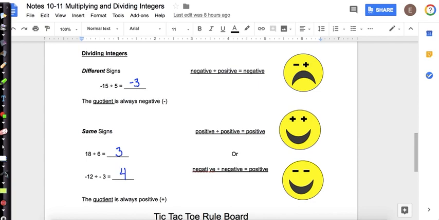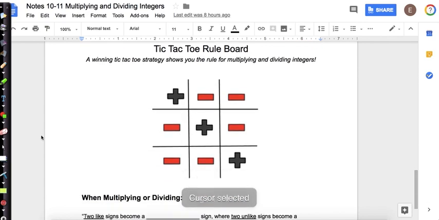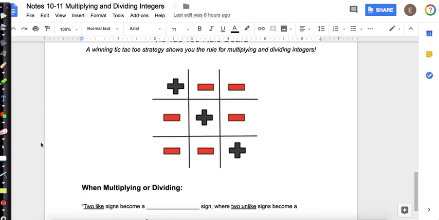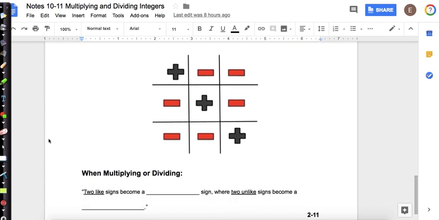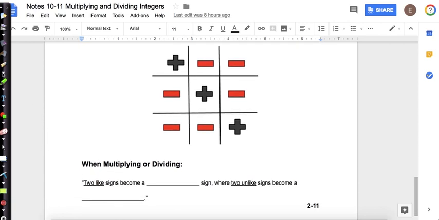Now there's another way we can do it. We can use the faces, but we can also use the tic-tac-toe board. So the winning tic-tac-toe strategy shows you the rule for multiplying and dividing integers. Let me show you how this works.